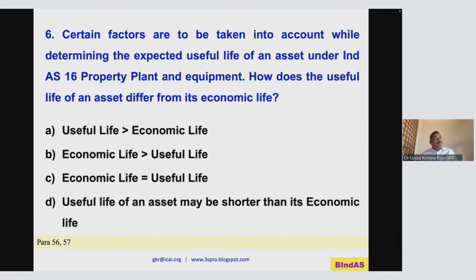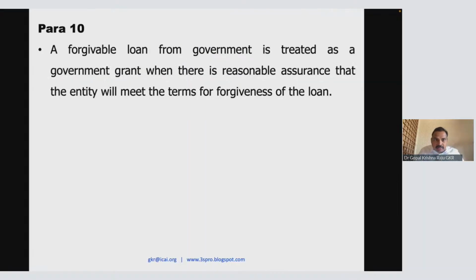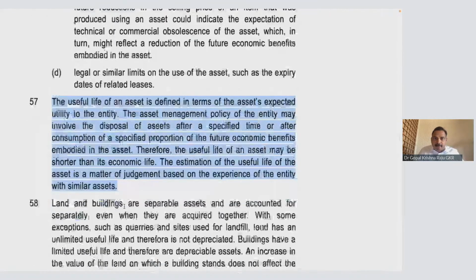That is the same case with property, plant and equipment. I buy a machinery. The machinery life will be 20 years or 15 years. But I am going to use it only for 7 years. How does this affect the useful life? So please come to this. There is a very, very interesting para.